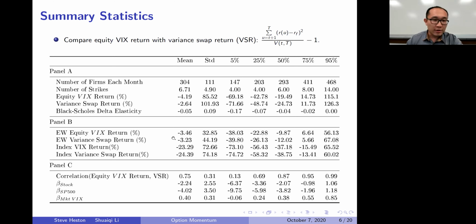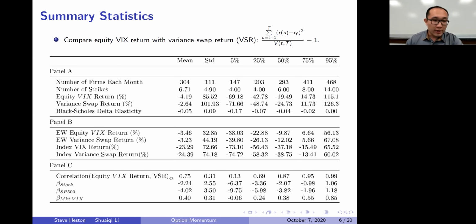Then to check for each individual firm how closely the VIX return and the VSR co-move with each other, we compute the time series correlation for each firm. The average correlation is 0.75 and the median is 0.87. So even on the individual firm level, the two co-move with each other.